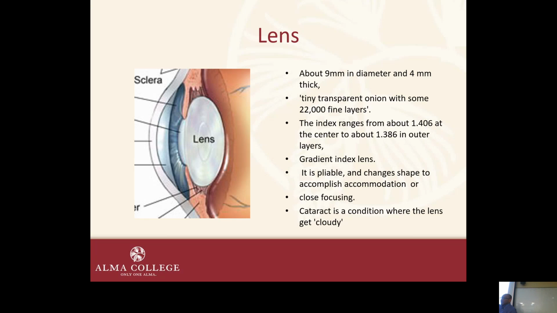The refractive index of the lens goes from 1.406 to 1.386, roughly. It's just amazing that it's a very small structure, a couple of centimeters or maybe less than 1 centimeter in thickness, and it has all this amazing optical power. It creates a very, very clear image of objects.